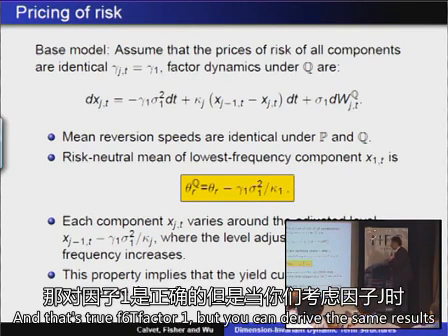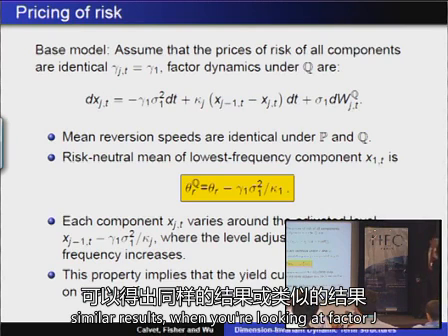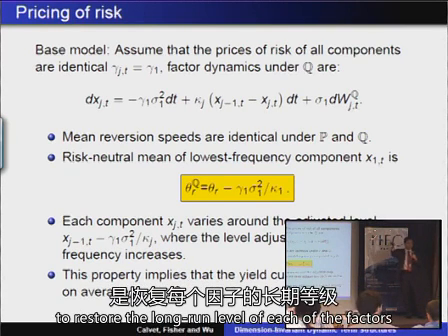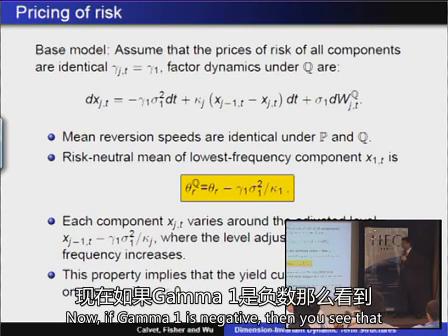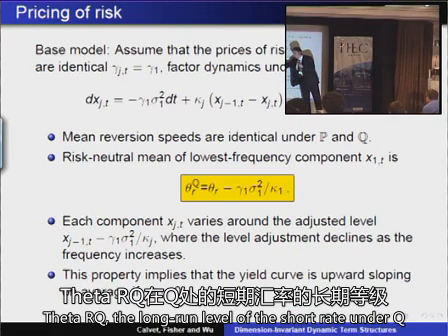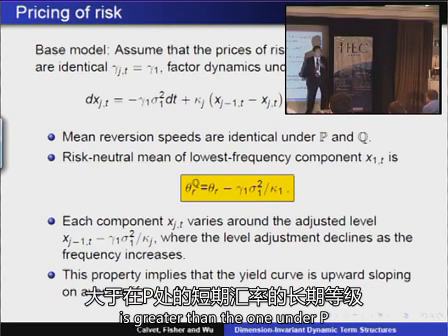And that's true for factor 1, but you can derive similar results when you're looking at factor j's. So the effect of the market prices of risk is to distort the long-run level of each of the factors. Now, if gamma 1 is negative, then theta rq, the long-run level of the short rate under Q, is greater than the one under P.